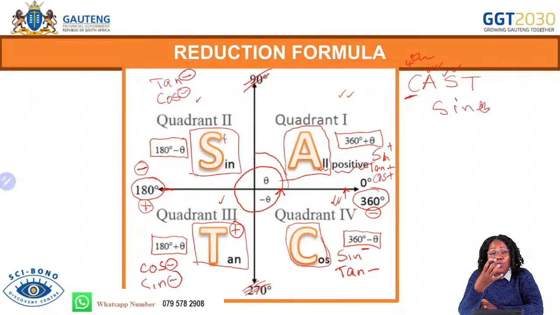So now when we reduce an angle, we also check in which quadrant that particular ratio is, and then check whether the sign is positive or negative. You'll see that as we do our reduction activity there.